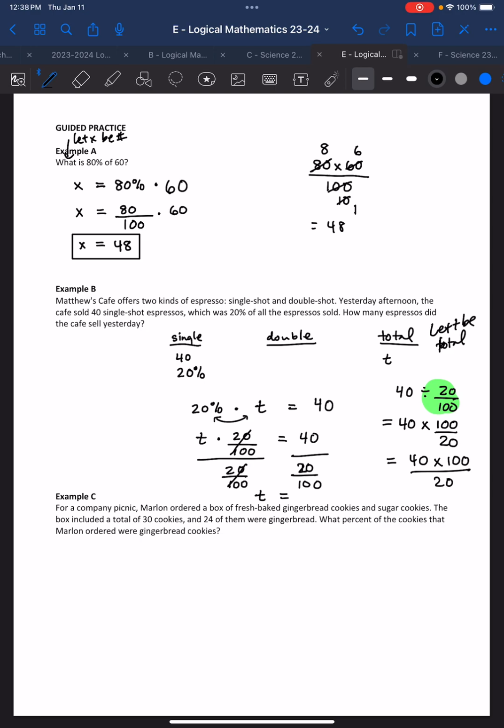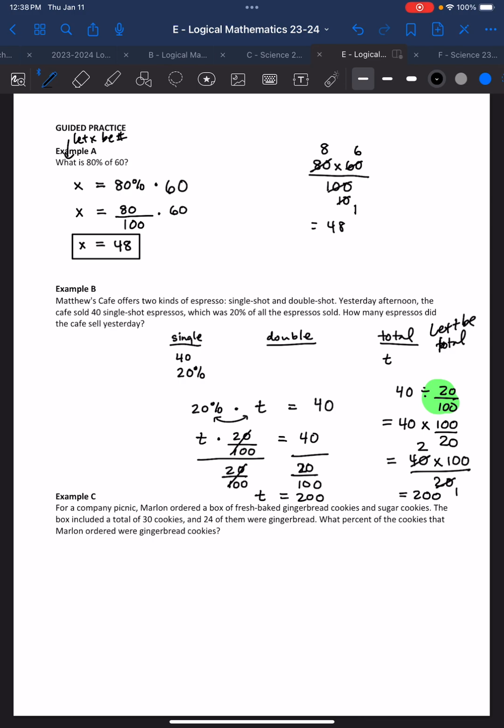And then I'm going to divide. Is there a number that can divide 40 and 20? Yes, 20. So I'm going to divide 40 by 20. I get 2. And 20 divided by 20 is 1. Therefore, I have 2 times 100, which is 200. And 200 divided by 1 is 200. So I get T equals 200.